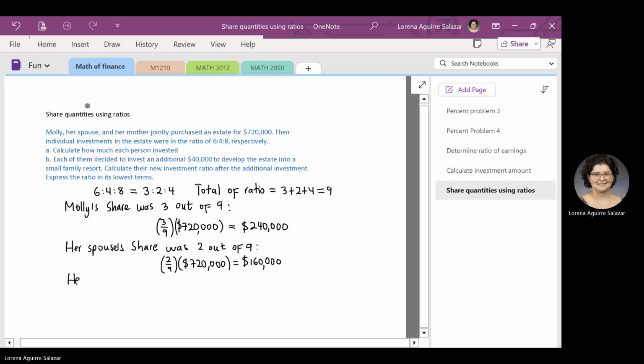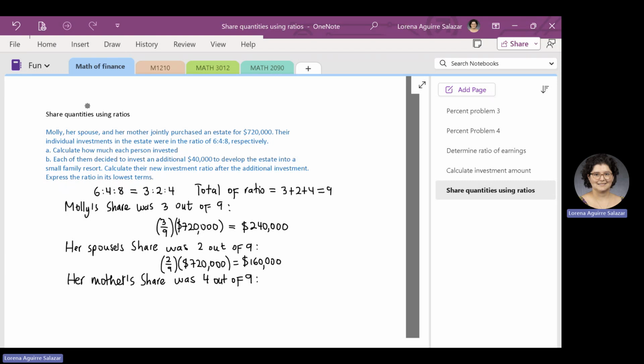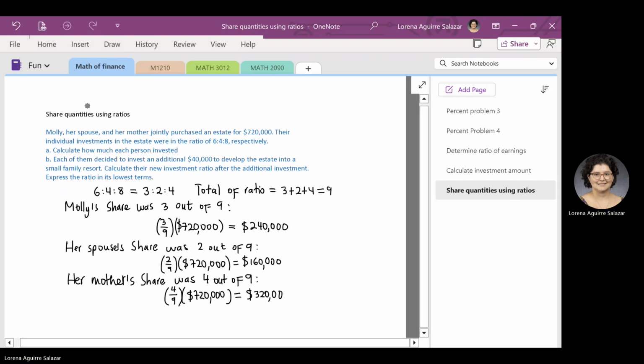Now finally, Molly's mother's share was, according to the ratio, 4 out of 9. That's twice 2 out of 9. So Molly's mother invested 4 divided by 9 times $720,000 in the estate. That gives us twice the amount we just got before. That's $320,000. Okay, so we have that Molly invested $240,000. Molly's spouse invested $160,000. And Molly's mother invested $320,000.